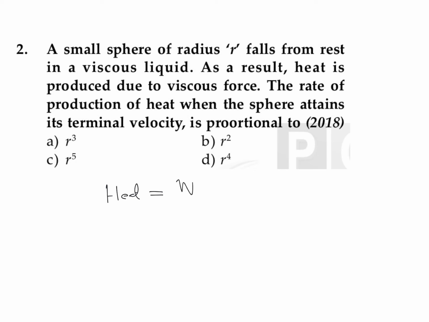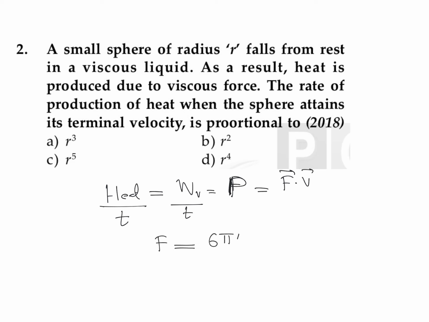So you can write heat is equal to work done by the viscous force. And we know that work done is nothing but force into displacement. And over here, we are asked to find out the value of the rate of production of heat. So heat energy per unit time, or work done per unit time, is nothing but the value of power. And we know how to find the instantaneous power, that is equal to force dot velocity, F dot V.